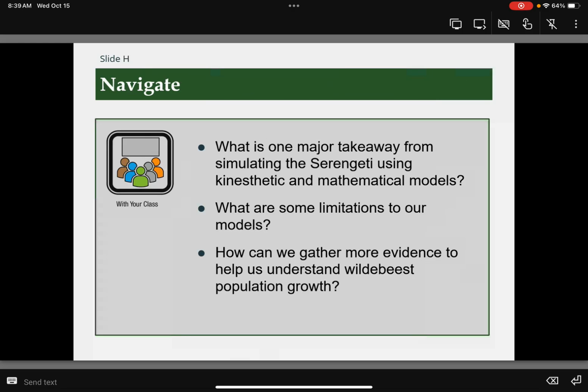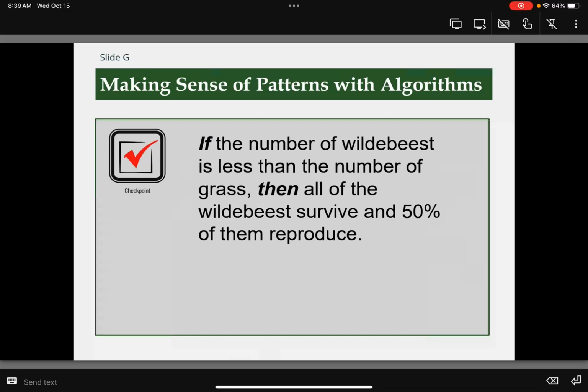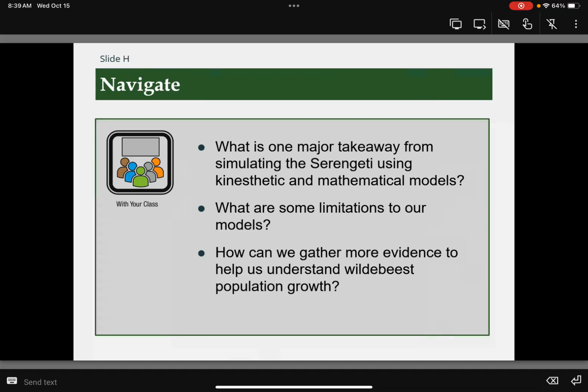What if that's not the case? If the number of wildebeest is more than the number of grass, then some of the wildebeest will die, the weak ones, the ones that don't get the resources they need. And still, 50% of them are going to reproduce? Theoretically. We should go try it just in case. But those are theories. We have to test the hypothesis.